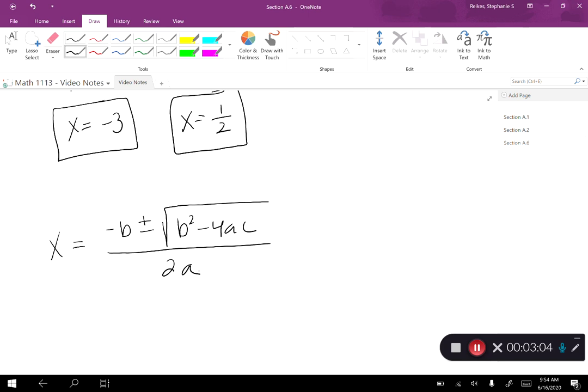Make sure again to go onto Canvas and check out more examples on solving both linear and quadratic equations.